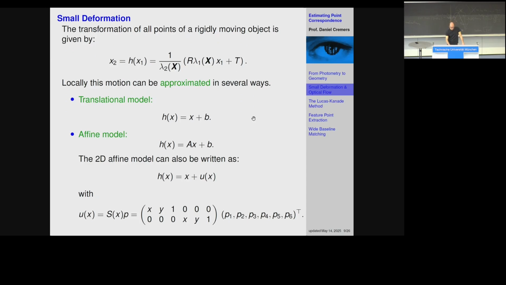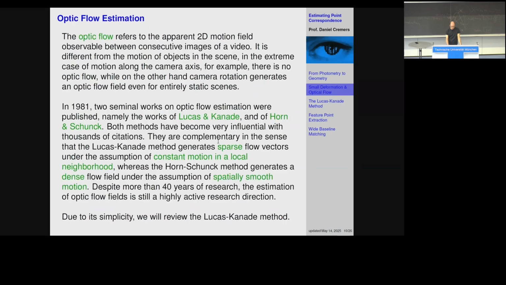But in general, this model will be too simplistic, especially if your camera rotates, then this approximation will not be so good. Right? But you can make different approximations. And now we'll come to how we can use these assumptions to estimate correspondence.